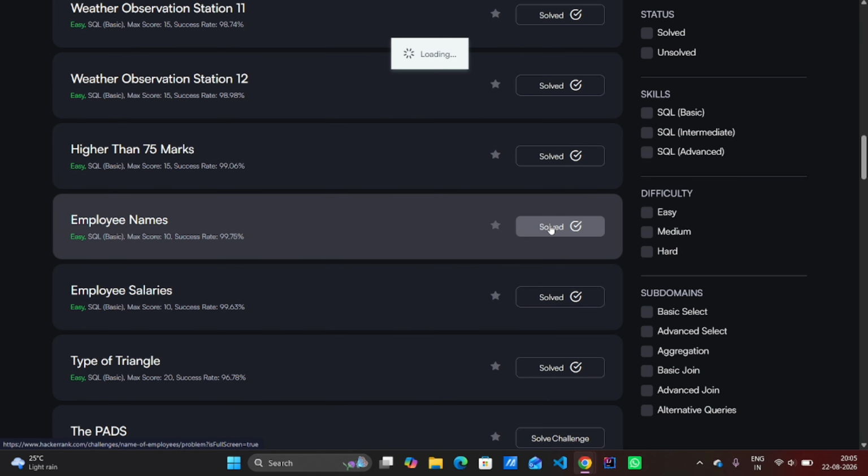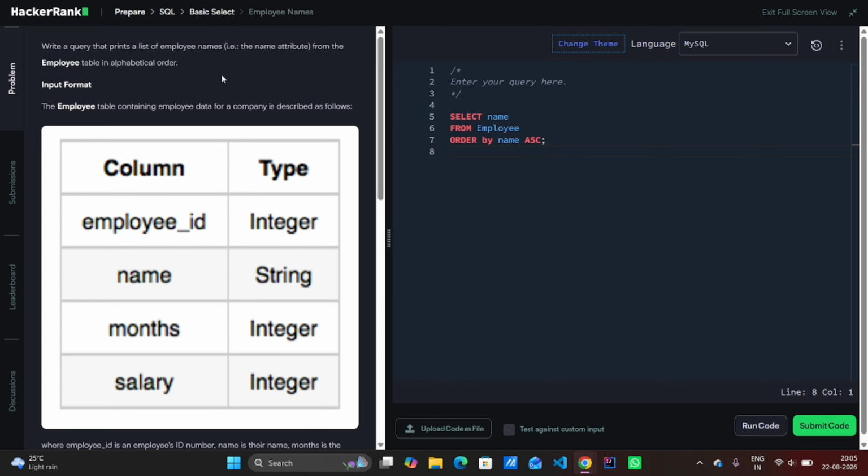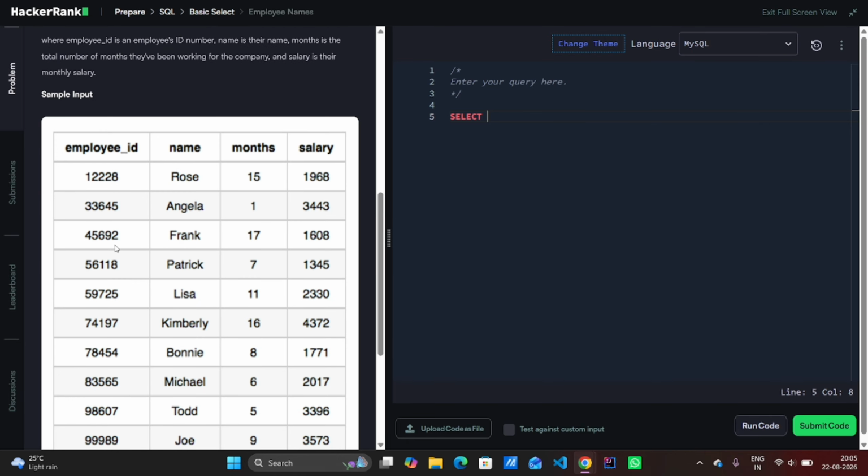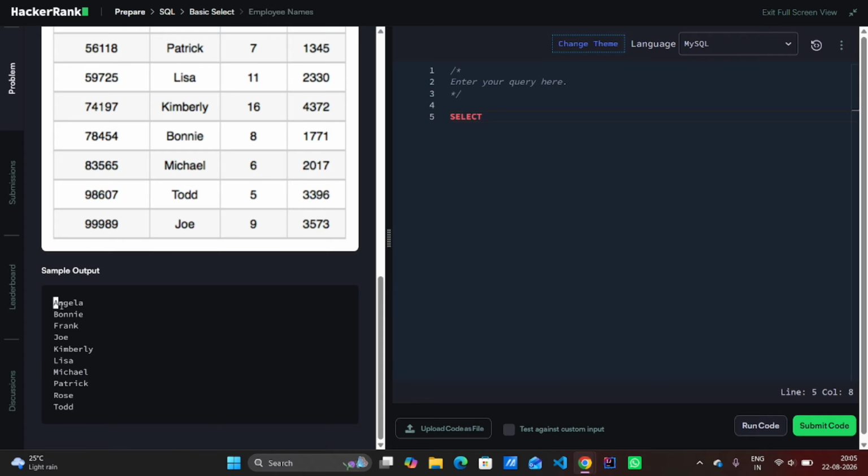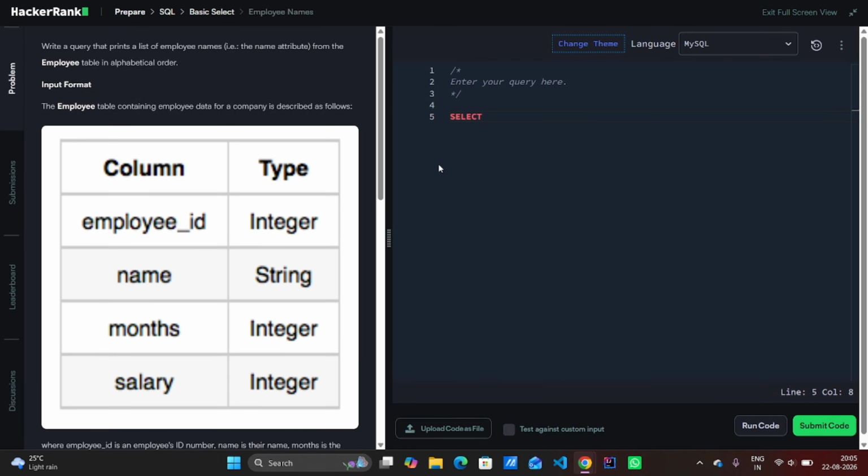Employee Names. So the question is: write a query that prints a list of employee names, that is the name attribute from the EMPLOYEE table, in alphabetical order. This one is easier than the question we have just solved. Let's solve it. If you want to see the sample output, we just have to sort them in the ascending order. So we just simply use order by here also.